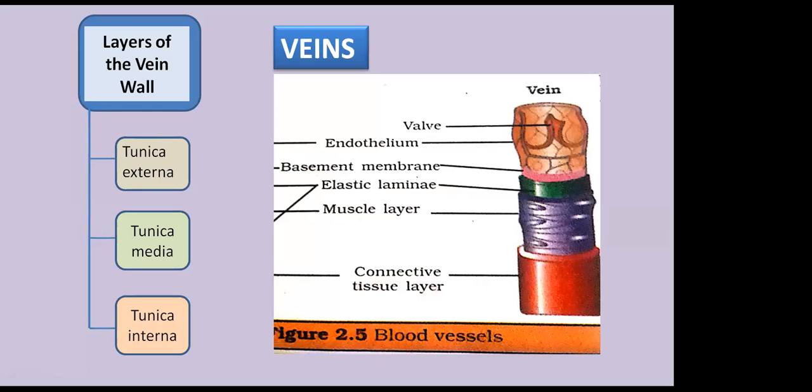Clear, children? So remember, the number of elastic laminas is two in the wall of arteries and one in the wall of veins. That is the reason arteries are more elastic than veins. Everything else is the same. The three layers are present like those of arteries, tunica externa, tunica media and tunica interna, and the structural components are also similar to arteries.